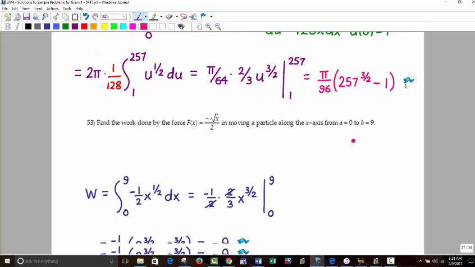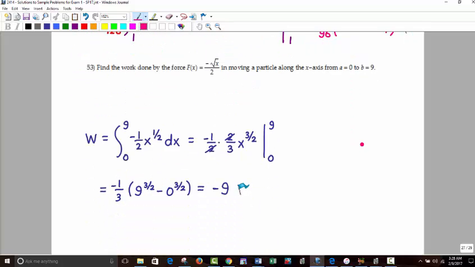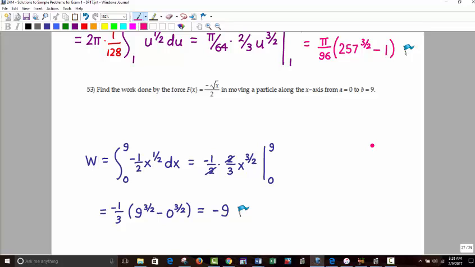Now let's look at some work problems here. We'll focus mostly on the spring stuff here, but I just threw this one in there for the heck of it. So basically, anytime you have work, if the force is variable like this is, negative square root of x over 2, you have to integrate it from wherever the 2 points are, because it's not constant force. If it was constant force, it's just force times distance. But we have to integrate this across that, 0 to 9, that is the distance.